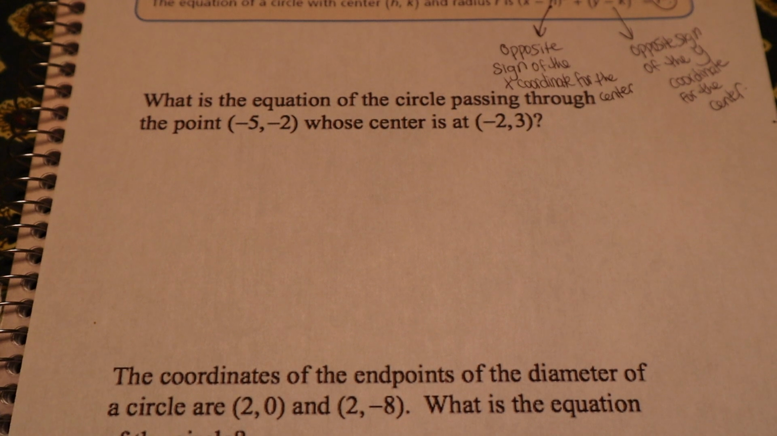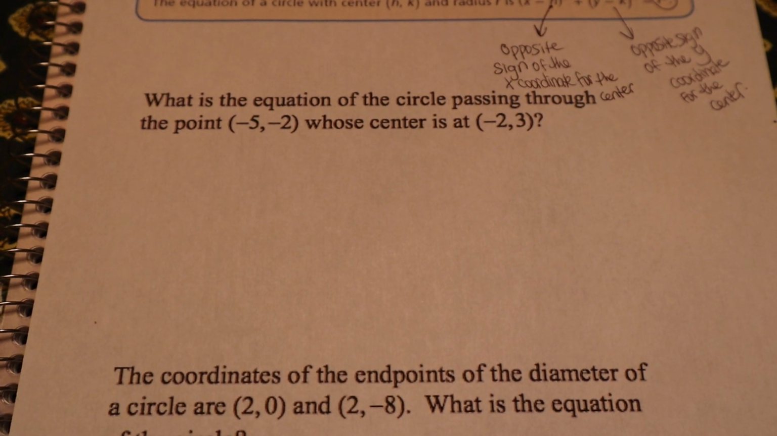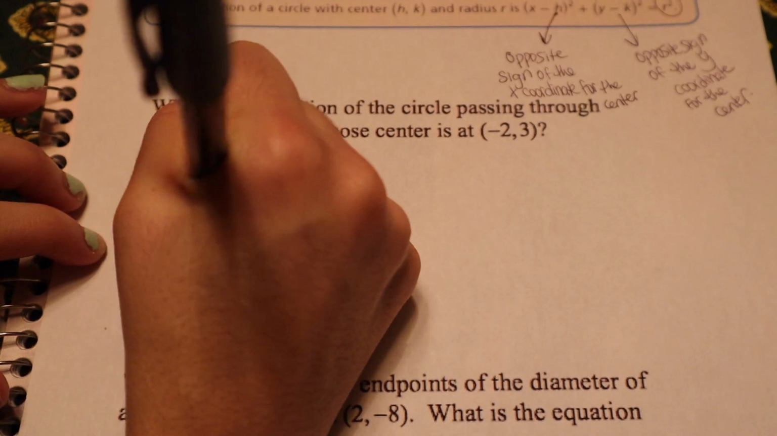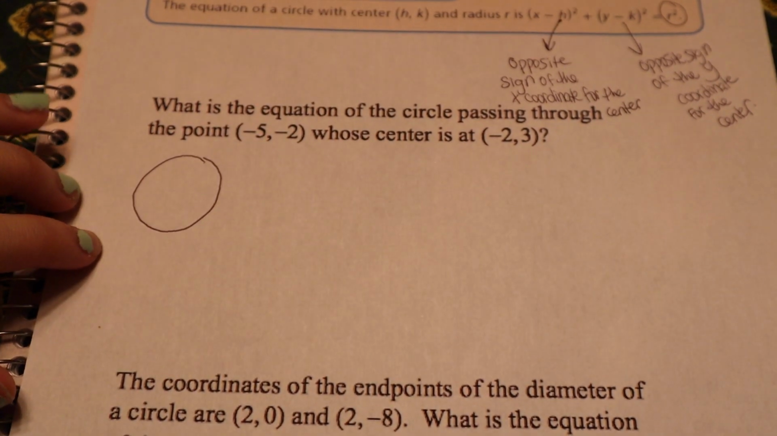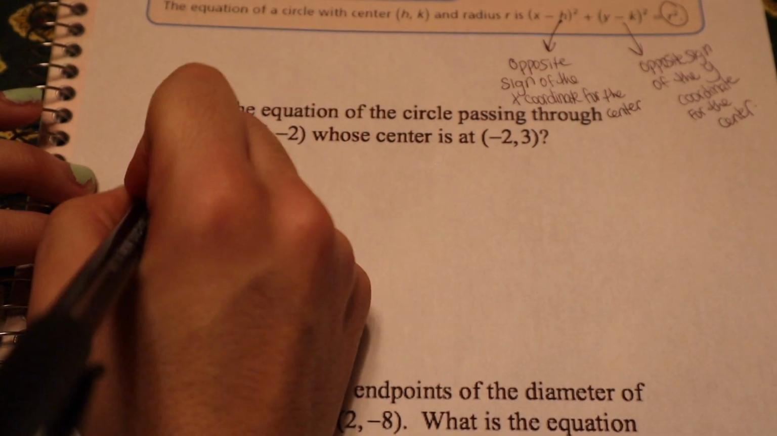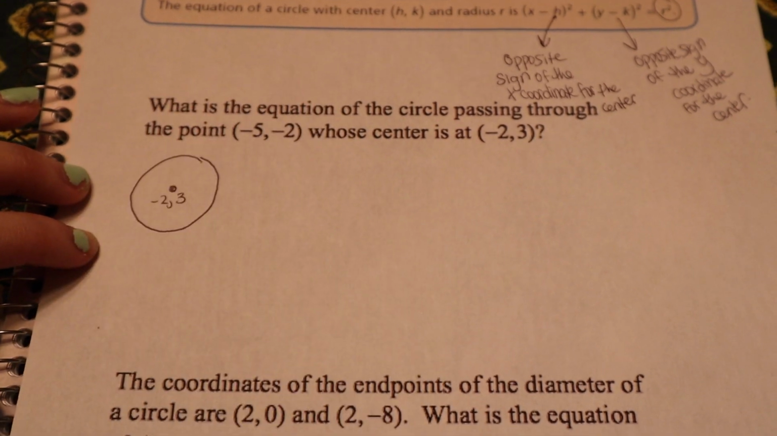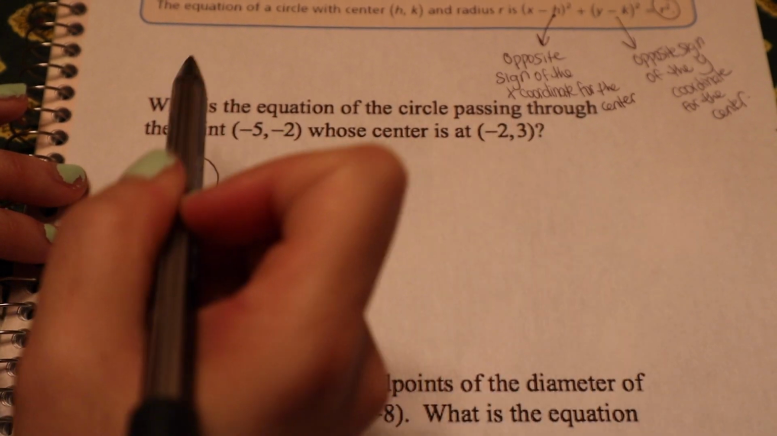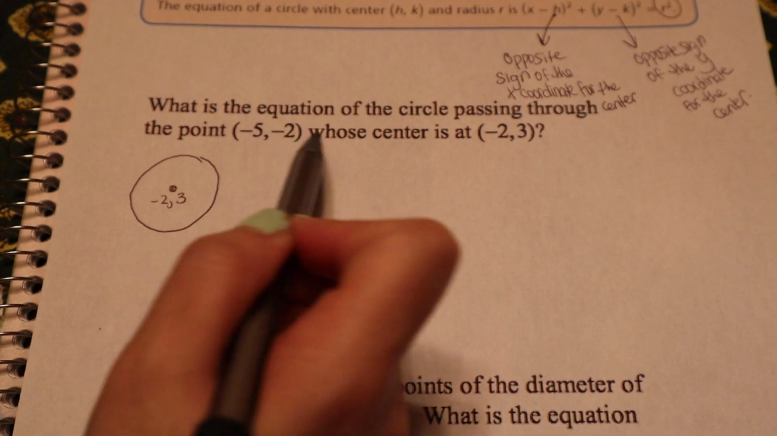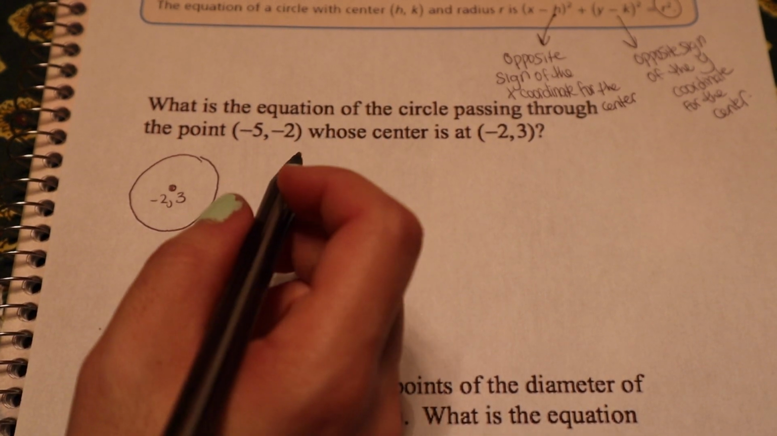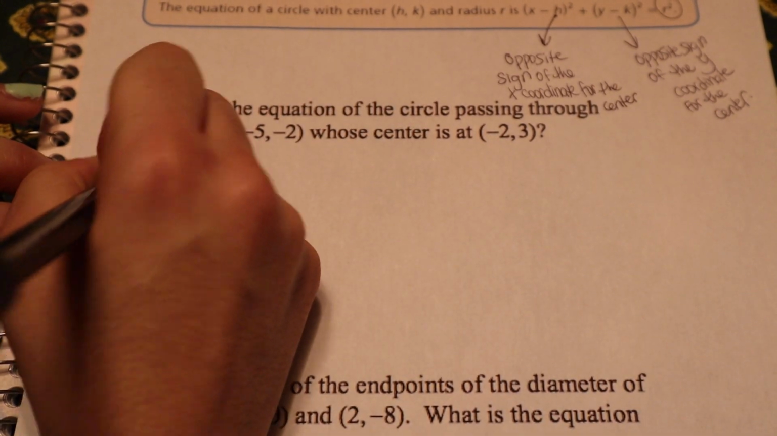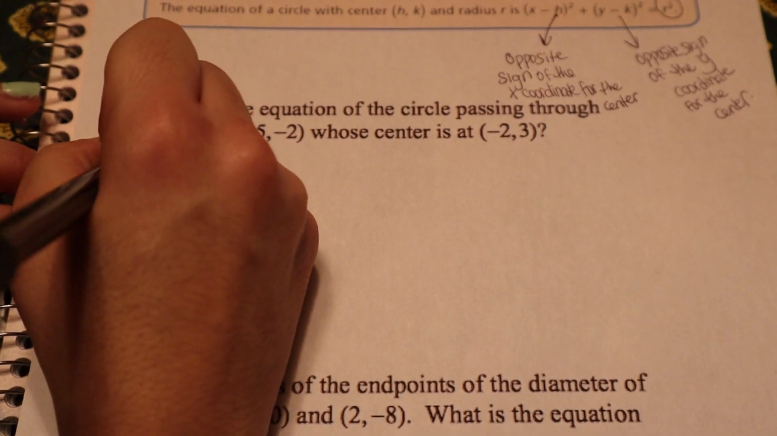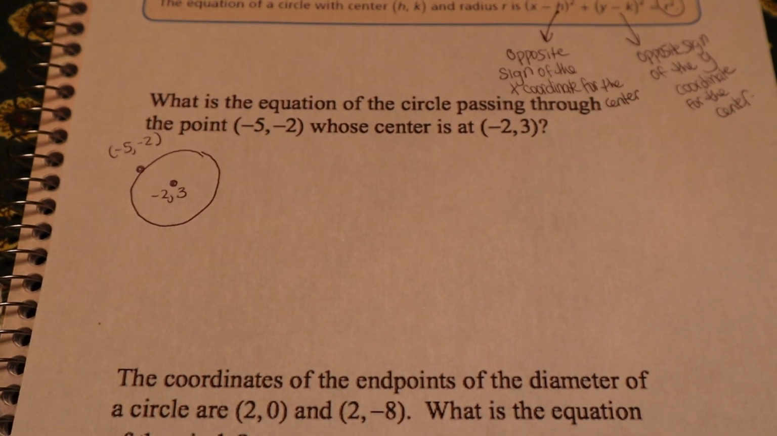What is the equation of the circle passing through the point -5, -2, whose center is at -2, 3? So it's nice to draw a little diagram. You have a circle. Our center is -2, 3. And on our circle, we have the point -5, -2. So either the circle passes through it or that point is on it. So somewhere over here, you have -5, -2. And we want to write the equation.